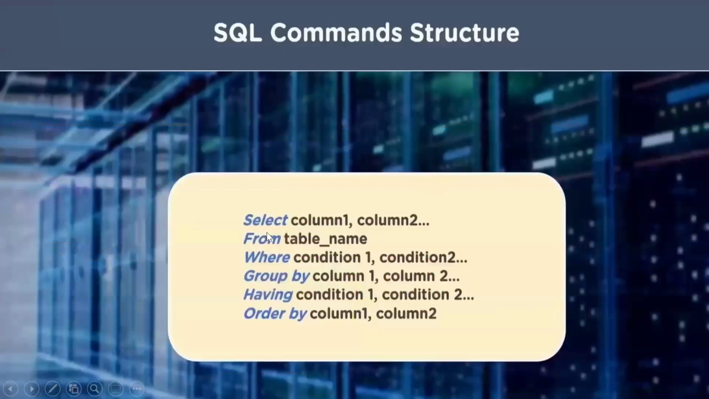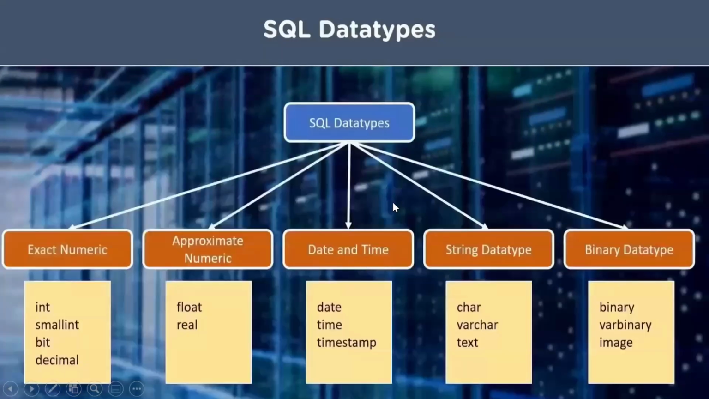And then we have something called a select query. Select column one from table name, where condition one, condition two, group by column one, column two, having condition and all. Anyway, we shall see. So before we go to that, let us see what the different SQL data types are. So we have different data types, guys.